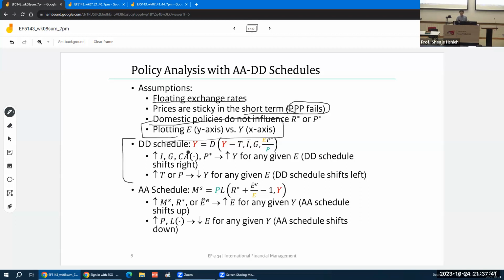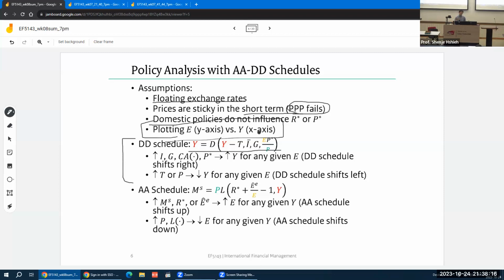The DD schedule I outlined for you in the past two weeks: Y equals D. D is just the GNP equation, C plus I plus G plus exports. But here I reduced it to the core parameters that you should all be thinking about. Disposable income, which is post-tax consumption power, Y minus T. I, which is investment, which we assume to be held constant. G, government spending. And Q, the key parameter in the current account, which describes import-export incentives.